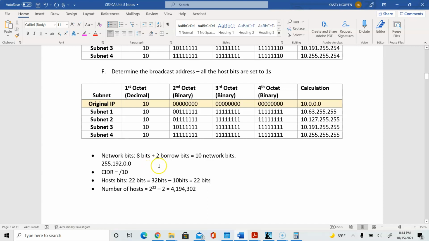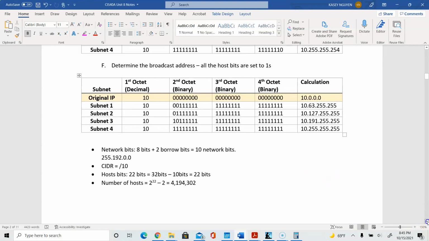Now the number of hosts, once we determine the host bits, we simply use 2 to the power of 22, and we are going to subtract 2 because for every range we cannot use the broadcast or the network, so that's going to give us this many addresses in each of the range. Okay, so the usable addresses would be 4,194,302 for each of these subnets.